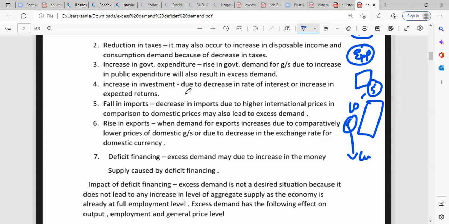Then increase in investment. Now people want to invest, so of course they will consume. Earlier you had one flat, but now you are demanding one more flat. So that also. Then fall in imports.